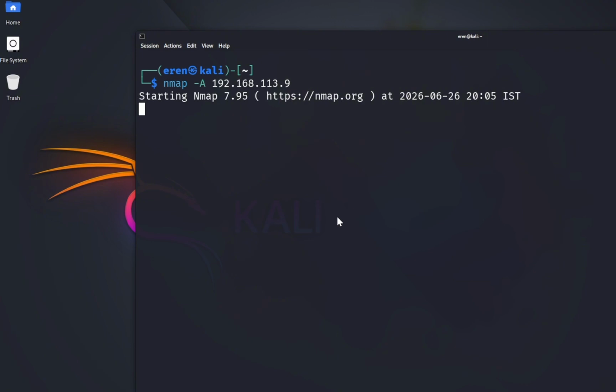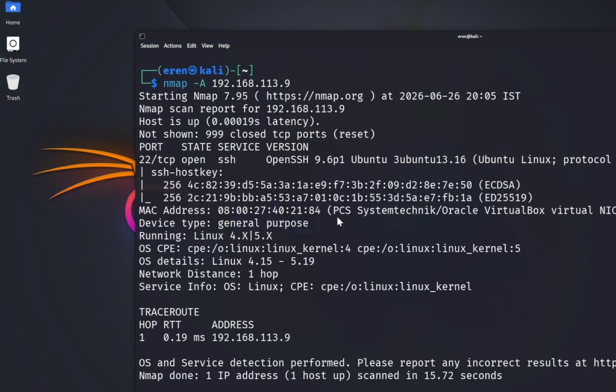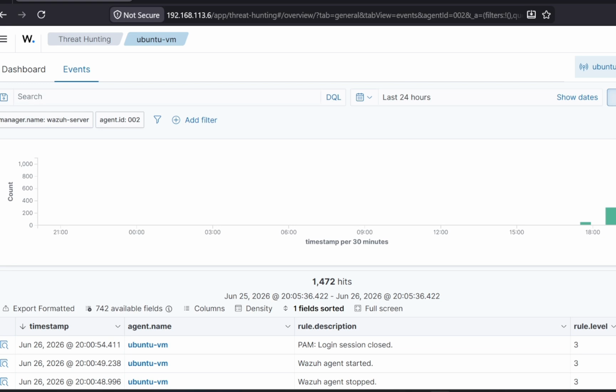Now watch the dashboard, not the terminal. The terminal only tells us what an attacker is doing. The dashboard tells what the defender sees. And there it is. An alert generated.